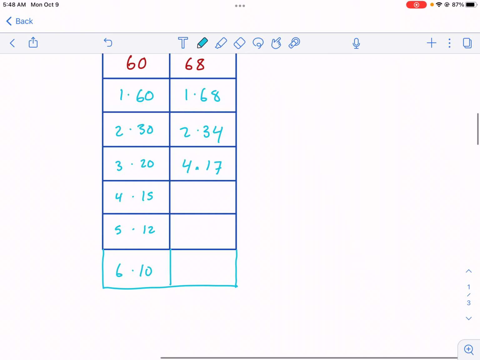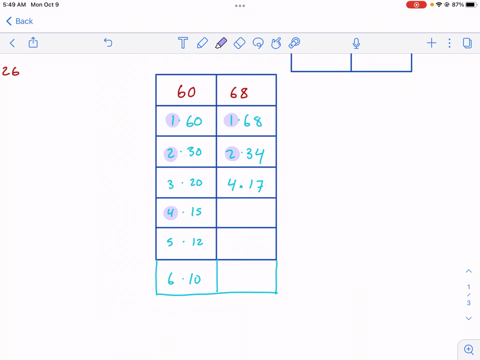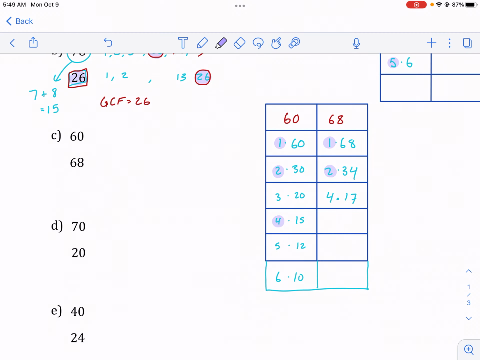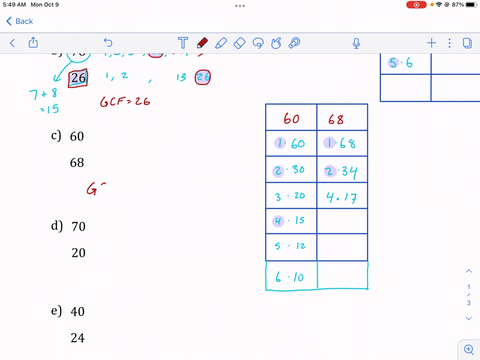So let's take a look and see if we have any common factors here. So for 68, we have 34, 17, some weird numbers here. And then for 60, let's just list all the common factors. Let's just go from there. We have 4, and I think 4 is going to be the GCF. So let's go ahead and list 4 as our GCF for part C.